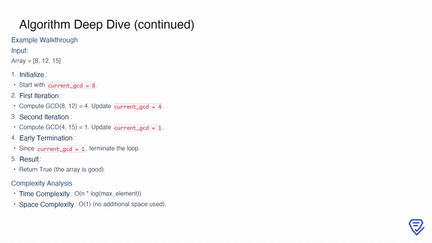Analyzing the complexity, the time required for this example is proportional to n*log max_element, where n is the array size and max_element is the largest value. The space complexity remains 1, as we only use a single integer variable for calculations.